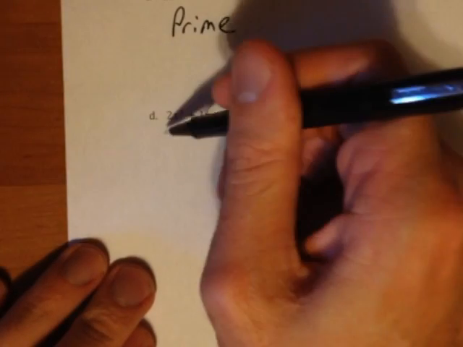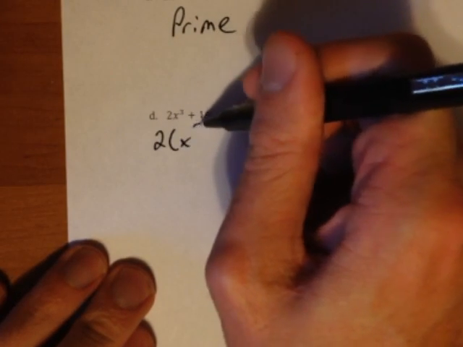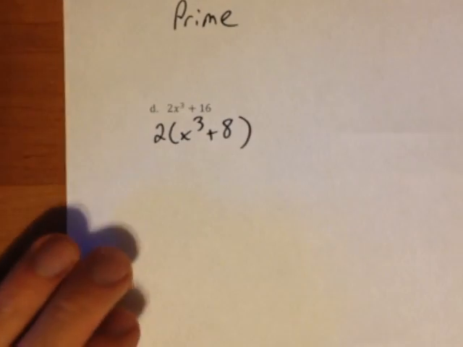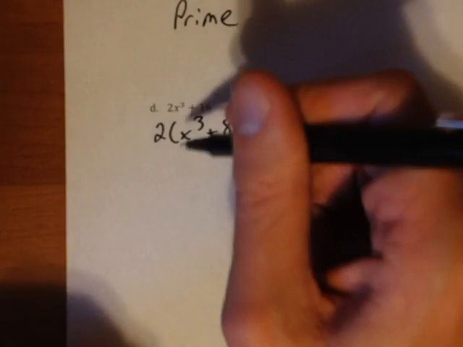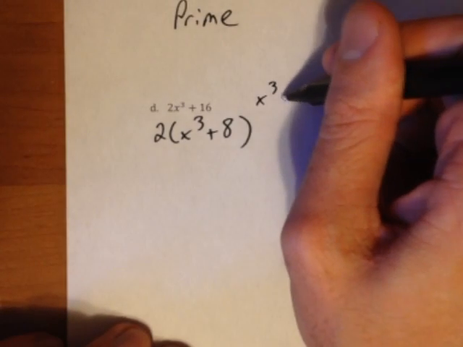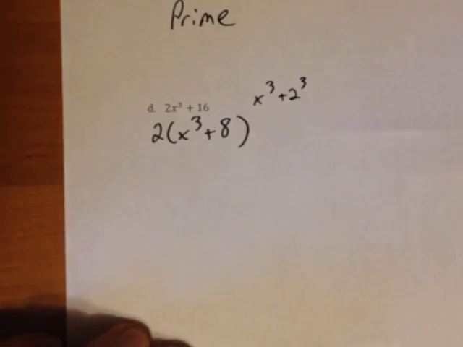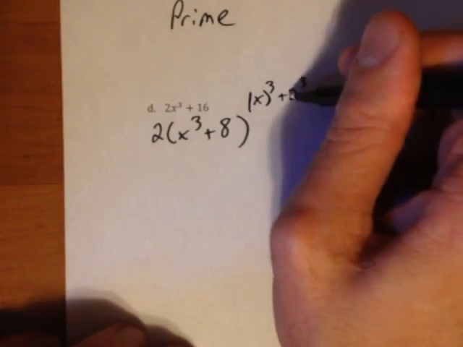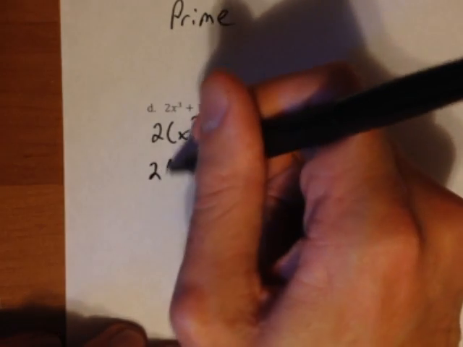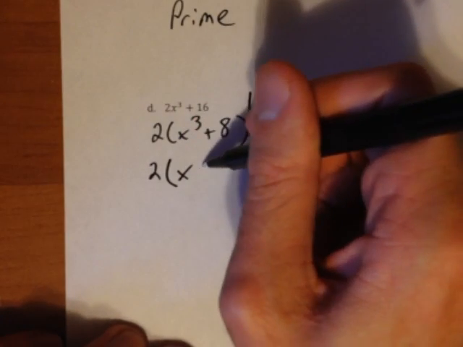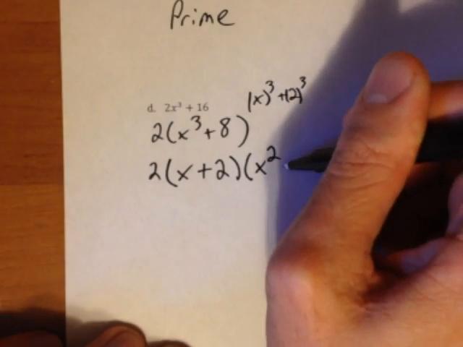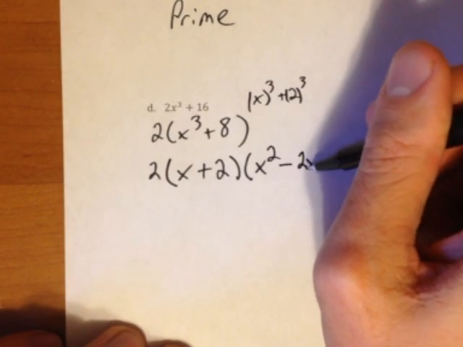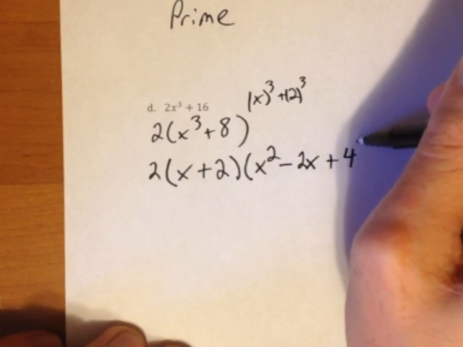D looks to be the same way until you realize the first step in any factoring problem is checking for a greatest common factor, which hopefully you did. So this becomes 2 times x cubed plus 8. X cubed and 8 are both perfect cubes. X cubed is obvious, and 8 is 2 cubed. So my a is x, and my b is 2. Use the top symbols. A plus b times a squared minus a times b plus b squared.